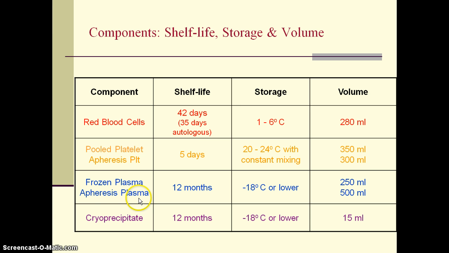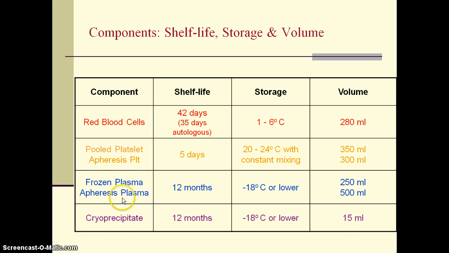Plasma, whether frozen or single donor apheresis plasma, is stored completely frozen at minus 18 Celsius or lower, and the shelf life at that storage temperature is 12 months. Frozen plasma, each bag is around 250 cc's. Apheresis plasma has an average volume of about 500 cc's per unit. Cryoprecipitate, again, is stored completely frozen at minus 18 Celsius or lower with a shelf life of 12 months, and each unit is only about 15 cc's.